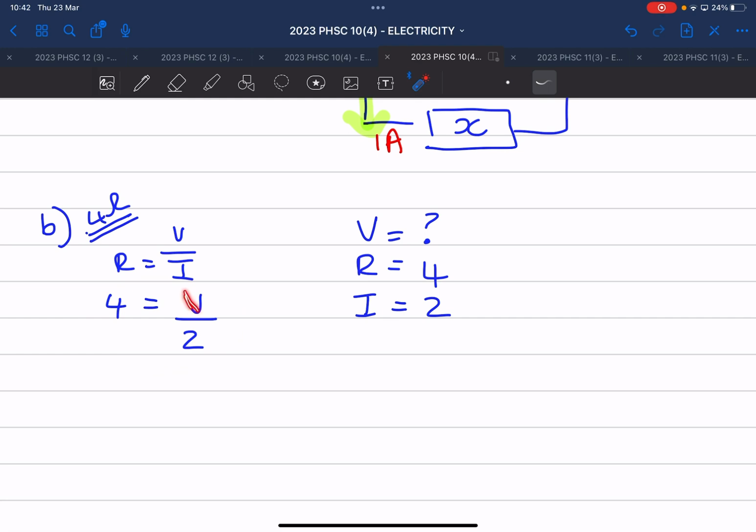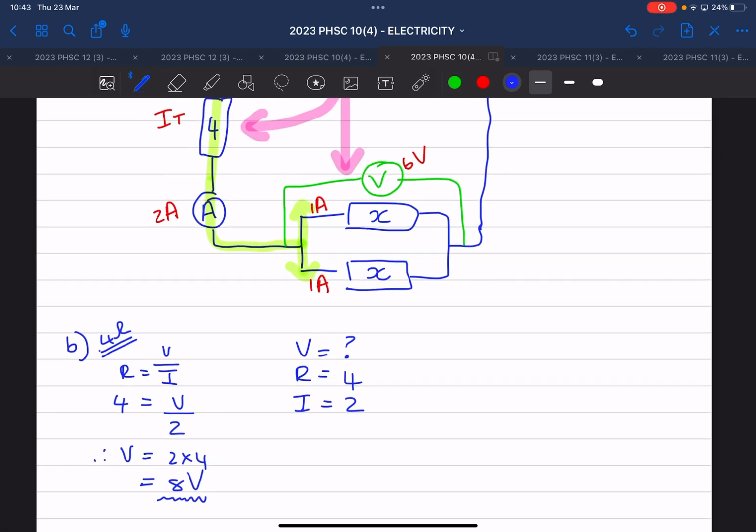No, the volts is at the top. We want it there. Times what by what? Yes? 4 and 2. The 2 we take to the other side becomes multiply. You're going to say 2 times 4. So that means volts is 2 times 4, 8 volts. Alright. So what does that mean for my circuit?